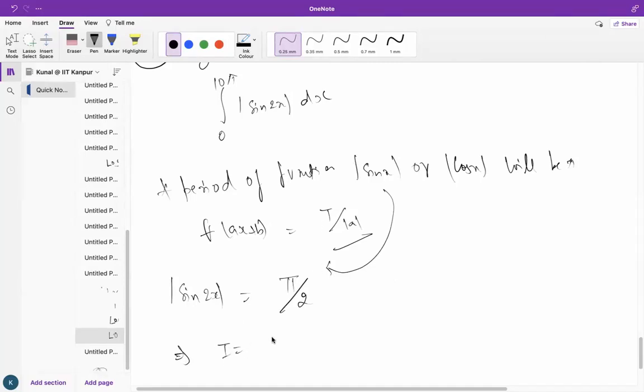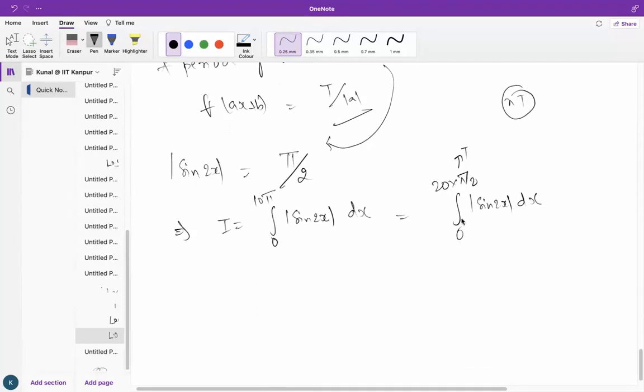So our integrand looks like we are integrating from 0 to 10π of |sin 2x| dx. So we can write it as 20 times π/2, and this is our period. So it will be written in this form, right? The integral of |sin 2x| dx, and here the lower limit is 0.